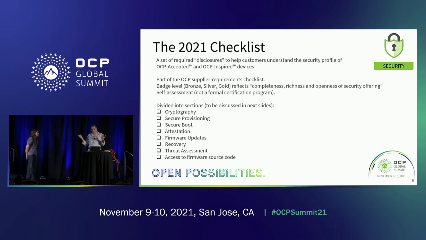And about openness, because this is OCP, and openness is important. It's also important in general for security, right? You can't really trust what you can't see. And in security, we believe that this is even more critical.